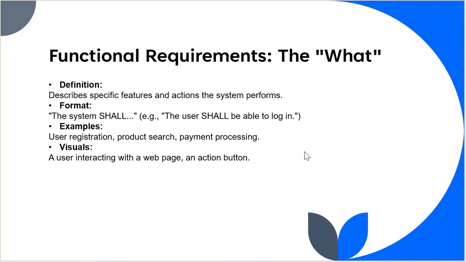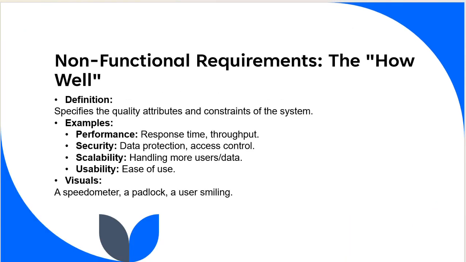These are the fields that should be covered in the format of the functional requirements document. For example: user registration, product search, payment processing, login screen, or report screen. Those are examples of the functional requirement document. And then the visual: a user interacting with a web page or action buttons. So that's the visual thing a user can see.